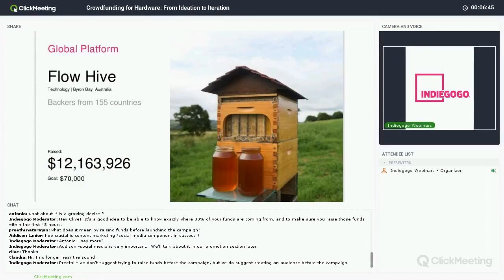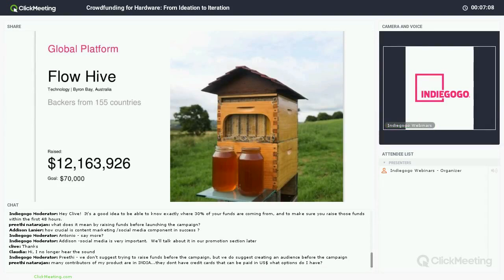A good example is the Flow Hive. They are actually an Australian company, and they realized that their audience was going to be really, really global, so they decided to raise funds in US dollars instead of Australian dollars, even though they had the option. And they went on to become one of our biggest successes, and they raised over $12 million. It was a father-son team, and they're doing great, and now they're shipping these portable beehives for amateur beekeepers everywhere, which is really cool.